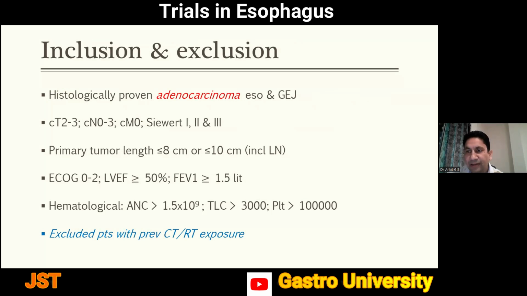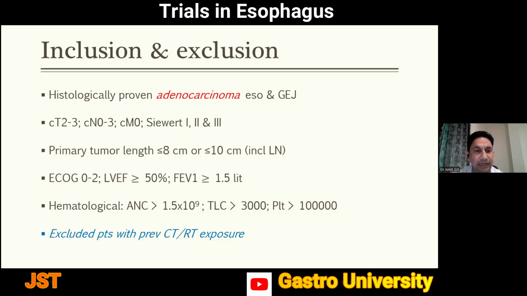Now, they specifically included a primary tumor length of up to 8 centimeter, because they had to expose the patient to radiotherapy, so the field has to be defined. And if there were lymph nodes in the perilesional area, they increased the length to around 10 centimeter. They added another 2 centimeter. So between 8 to 10 centimeter based on the presence or absence of lymphadenopathy.